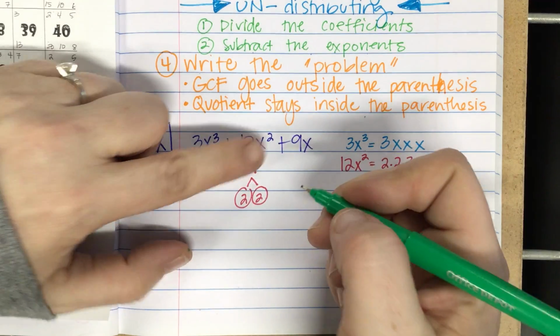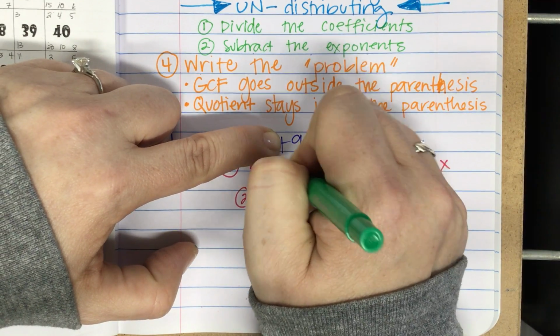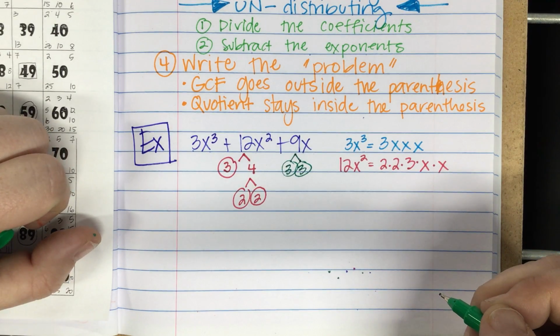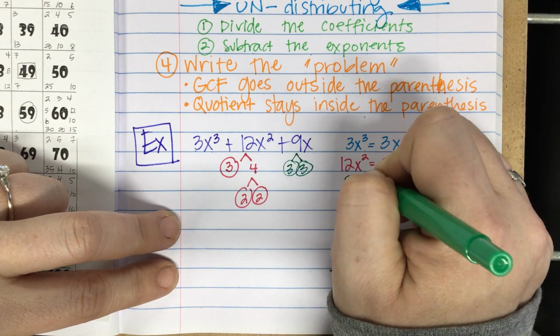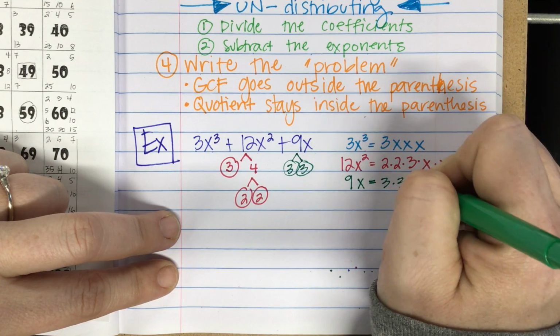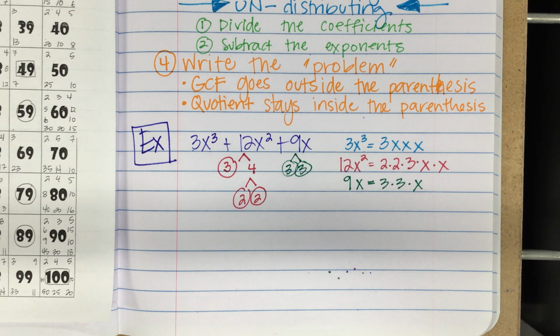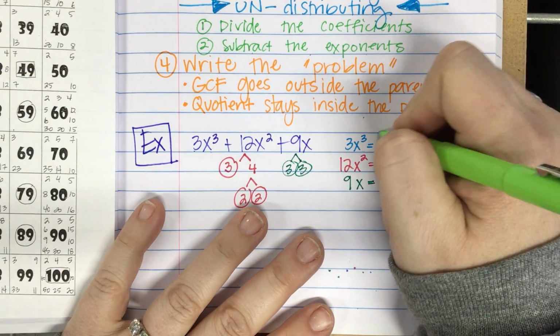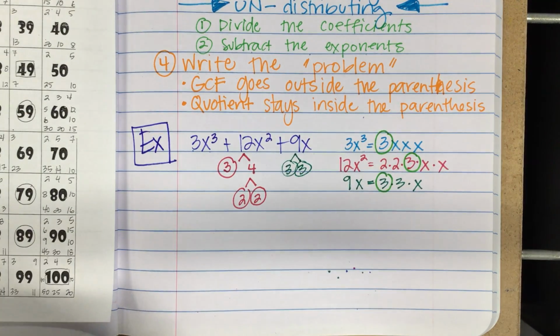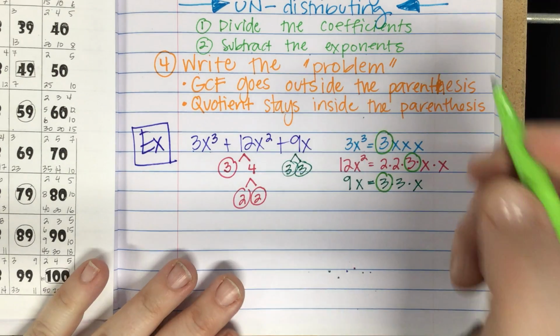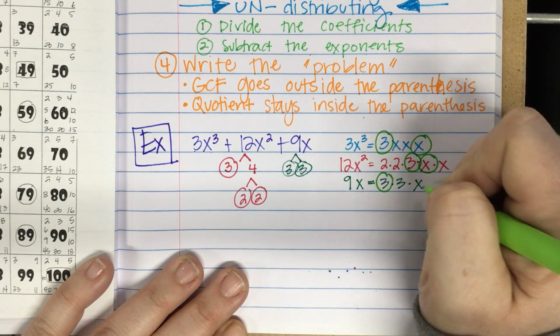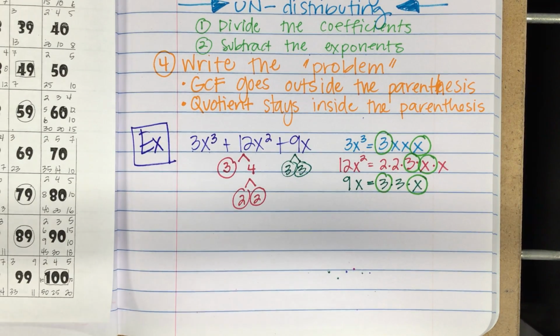And then 9x, 9 becomes 3 times 3, right? So 9x is 3 times 3 times x. Is this all true? Now, you don't have to do this every time. I'm just showing you one way of looking at it. What do they all share? They all share a 3. Do you agree with that? And they all share an x. So what is the greatest common factor of all of these? 3x.